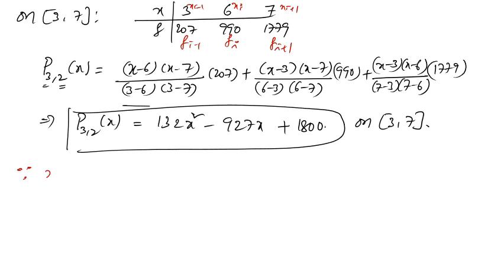Now what is the question? F of minus 2.5. Since x equal to minus 2.5 lies in the interval minus 3 comma minus 1.